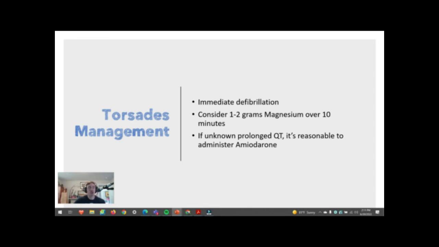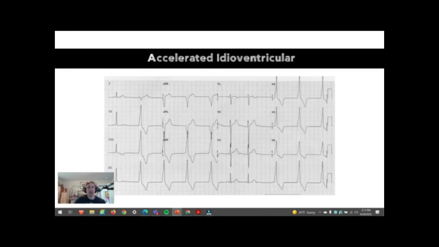If you don't know if the QT is prolonged or not, well, we need to treat this somehow, right? Then it's probably okay to administer amiodarone, because what else are you going to do? Accelerated idioventricular. What's the difference between accelerated idioventricular and ventricular tachycardia? Well, generally it's the rate. If it's fast, regular, but the rate's less than 130, then we generally call that accelerated idioventricular.